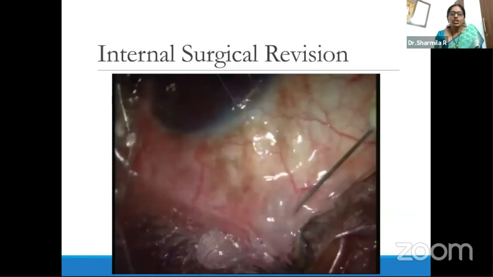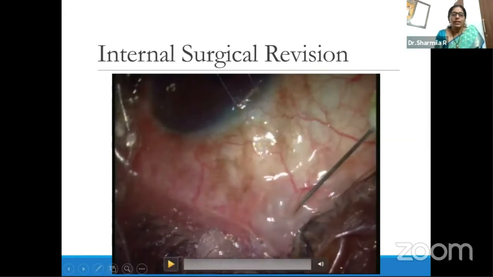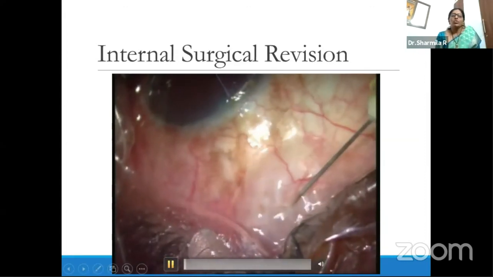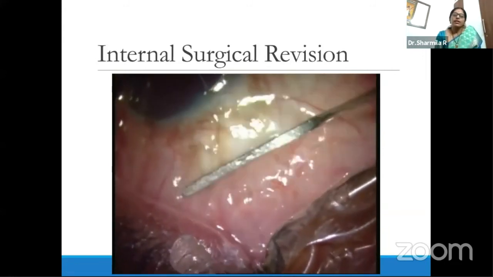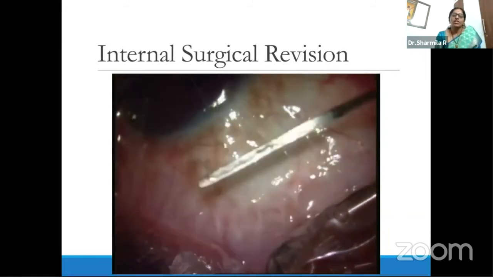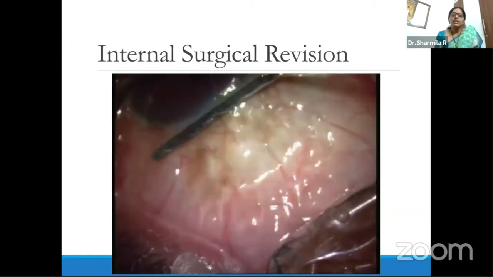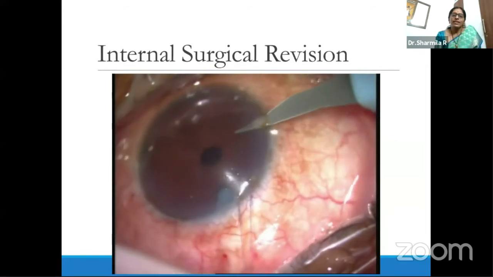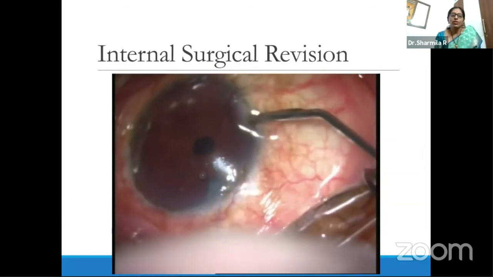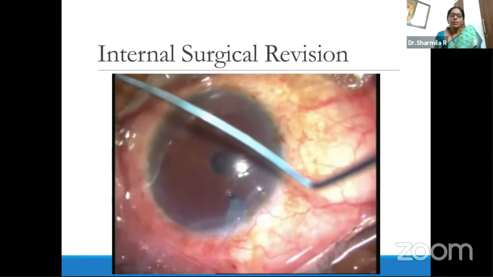So then internal revision, again, Dr. Pata has already demonstrated, but there is another way of doing it. He used a needle to enter it. And here we can see that a cyclodialysis spatula is also very useful to do this. So first you inject viscoelastics once you enter into the anterior chamber, and then you use a cyclodialysis spatula which is a blunt spatula.